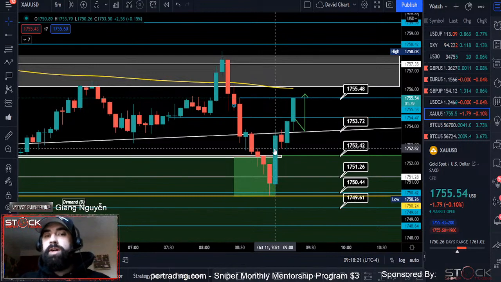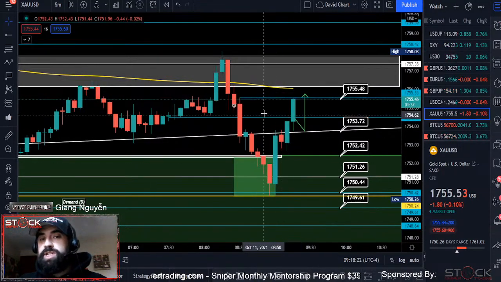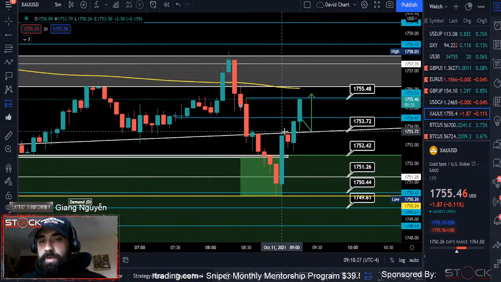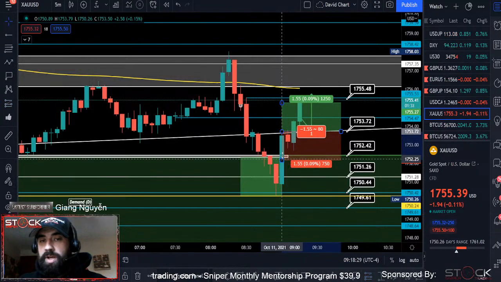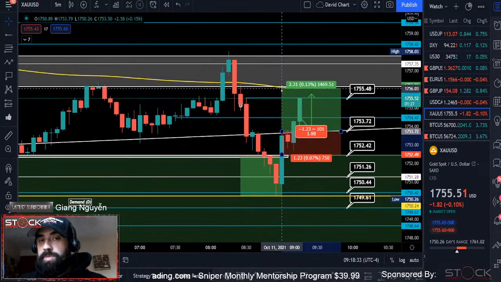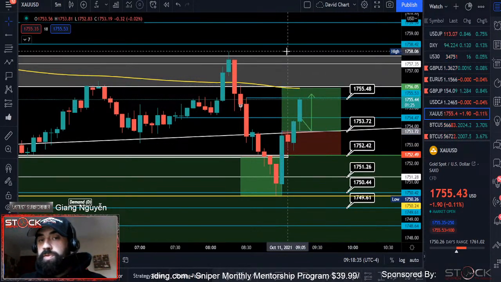Look at this, guys. It's starting to go bullish. There we go. It just hit your first TP. So if you got in roughly around 1753, guys, this is where it's working up. Your stop loss could be 1752.42. This thing's going to come to 200, and we're going to see its next move here.